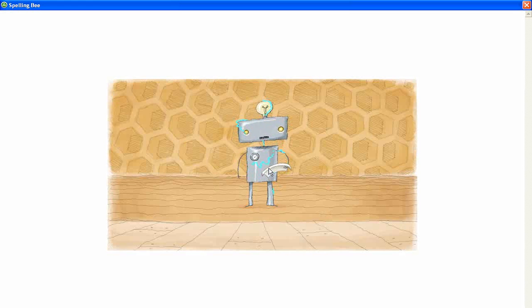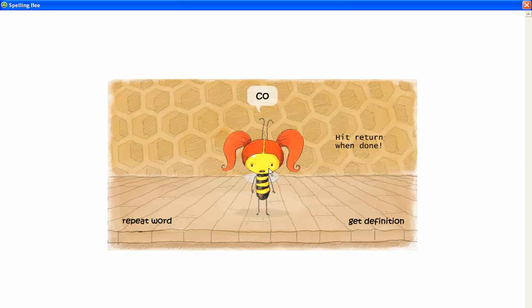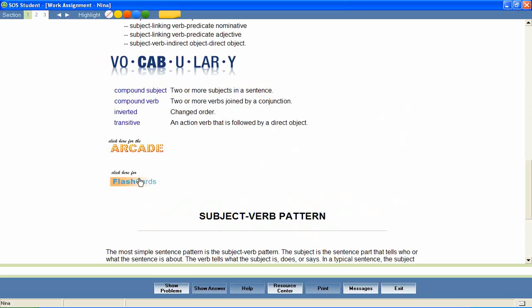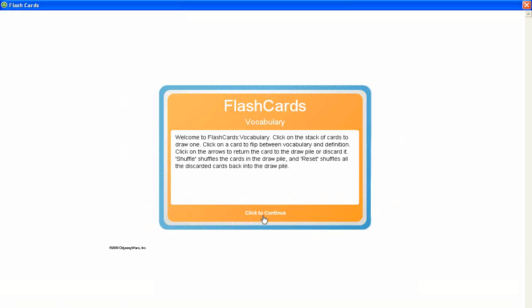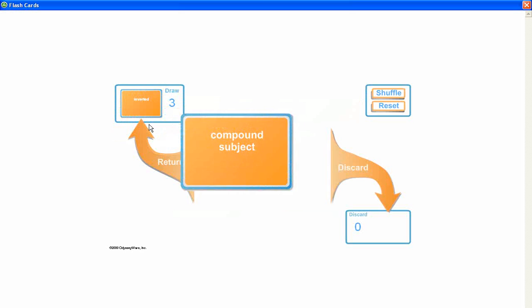Spell the word compound verb. C-O-M-P-O-U-N-D-V-E-R-B. Flashcards allow students to easily review the words and their definitions.